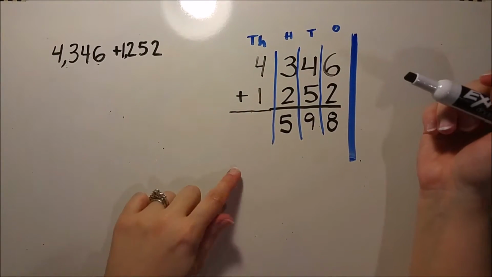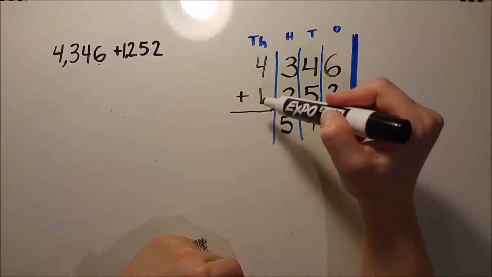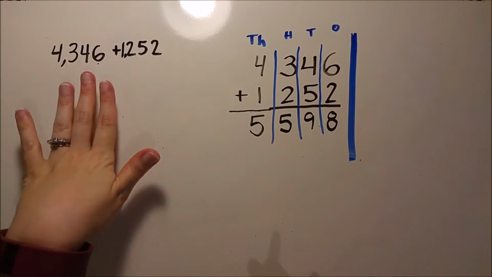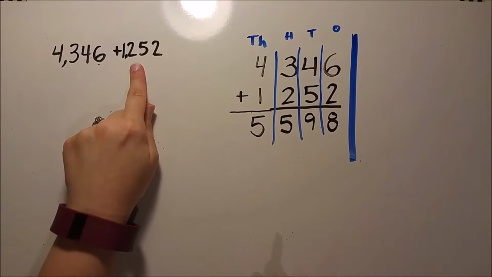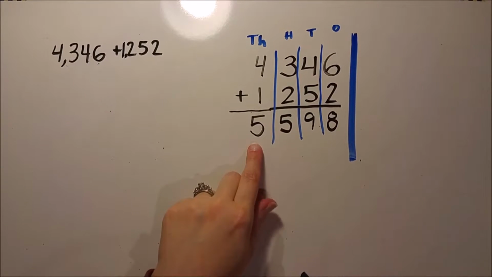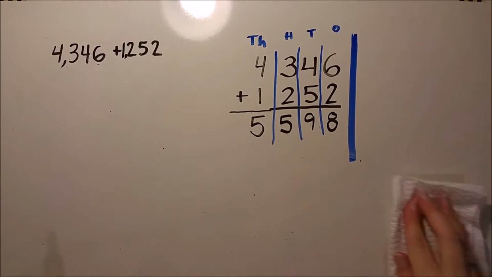When we add them up, we had 8 ones, 9 tens, still 500 still. Of course, we didn't change those numbers. But then 4,000 plus 1,000, that's 5,000. So 4,346 plus 1,252 equals 5,598.